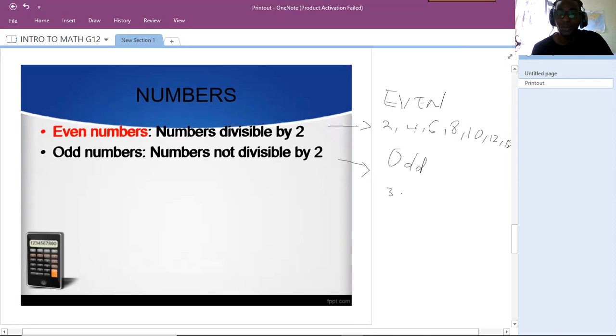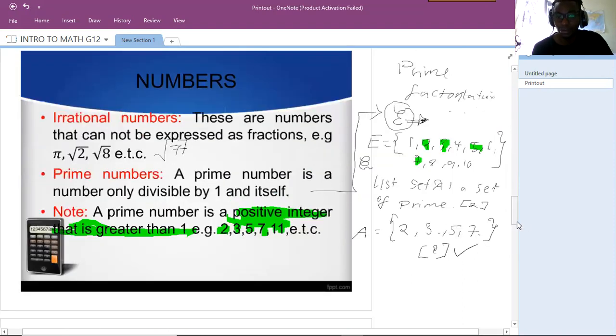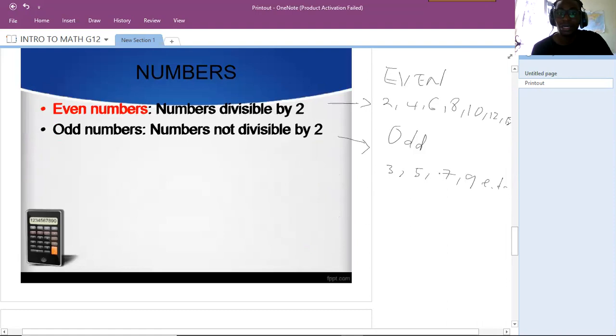So maybe 3, 5, 7, 9, etc. These are known as odd numbers. So an even number is a number that's divisible by 2, and an odd number is a number that's not divisible by 2. I didn't add one more type of number. Let me just add one type of number known as a square number. Square numbers.